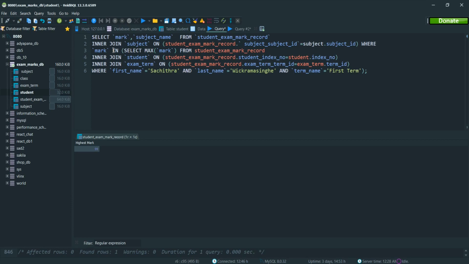As you might know, subqueries are used to combine two search queries. So let's see the result now. Here you can see the highest mark along with the subject name.